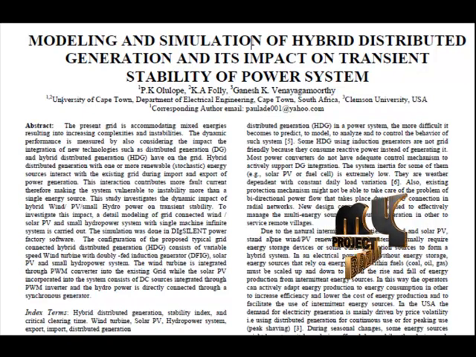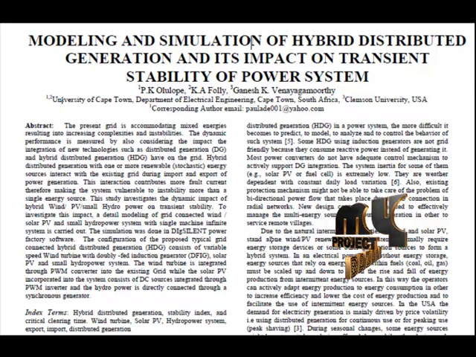The main objective of this project is to investigate the transient stability of hybrid generation system, that is wind, PV, solar and hydropower generation. The presence of mixed energies results in increasing complexities and instabilities. The dynamic performance is done by considering the impact of the hybrid distributed generation on the grid. This HDG interconnection with the grid contributes more fault current, therefore making the system vulnerable to instability more than a single energy source. Our main objective is to examine transient stability of hybrid generation system.